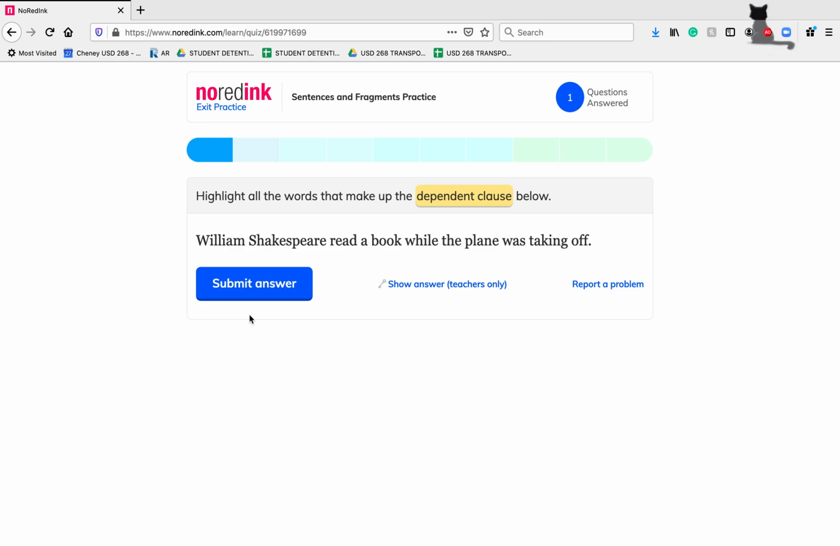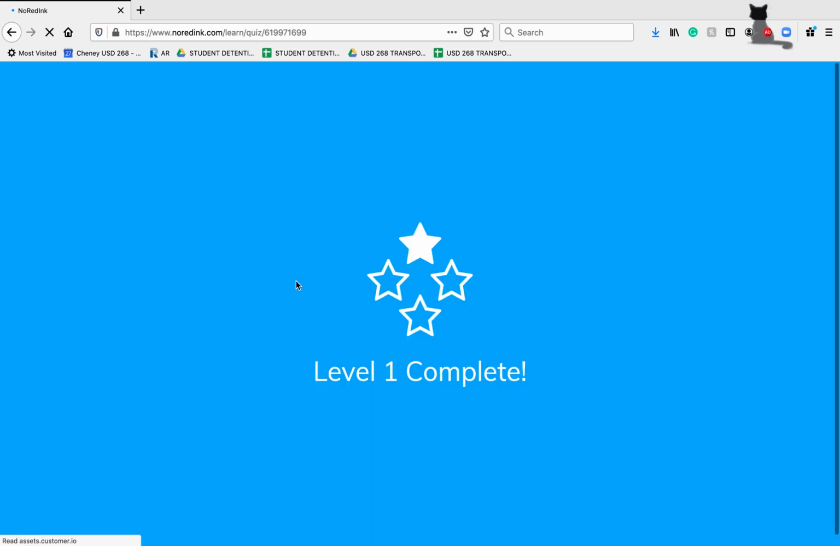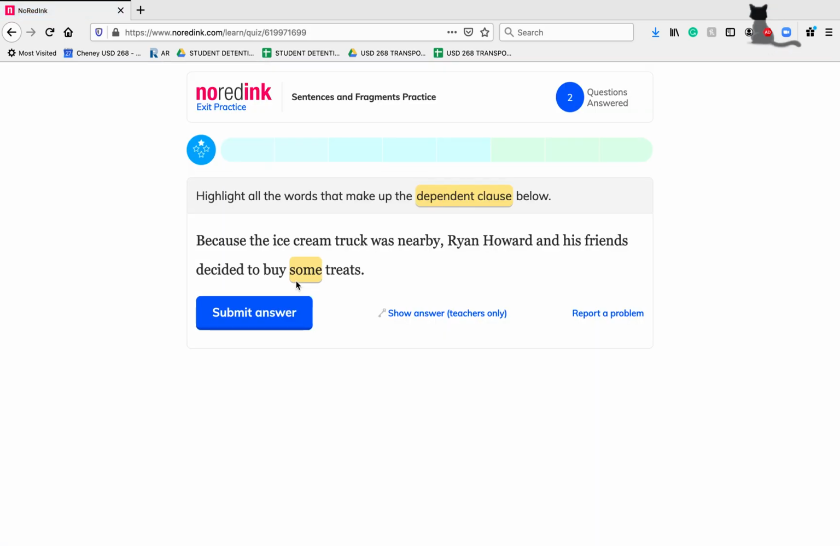"William Shakespeare read a book while the plane was taking off." "While the plane was taking off" is giving us more information about when the reading was happening. We still have our subject and verb. In this sentence, "because the ice cream truck was nearby," we have an introductory clause as our dependent clause. This is here at the beginning, everything before that comma, because this highlighted part can't make sense by itself, but I could just say "Ryan Howard and his friends decided to buy some treats," and that would make plenty of sense.